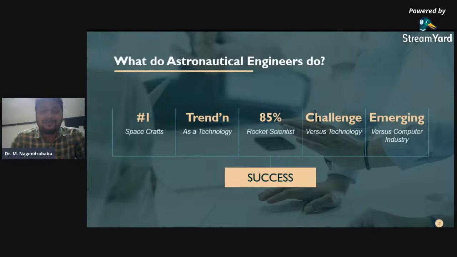Many people feel that aerospace engineering only came into being in the 20th century, but scientists and dreamers have been designing missions to fly since the Renaissance and beyond. So what do astronautical engineers really do?